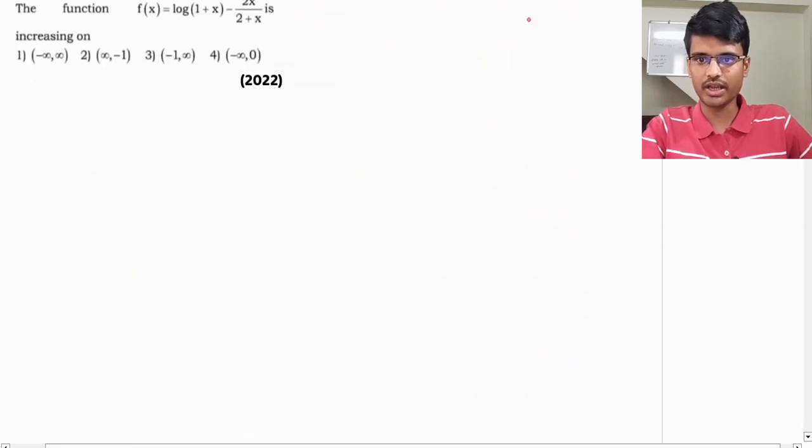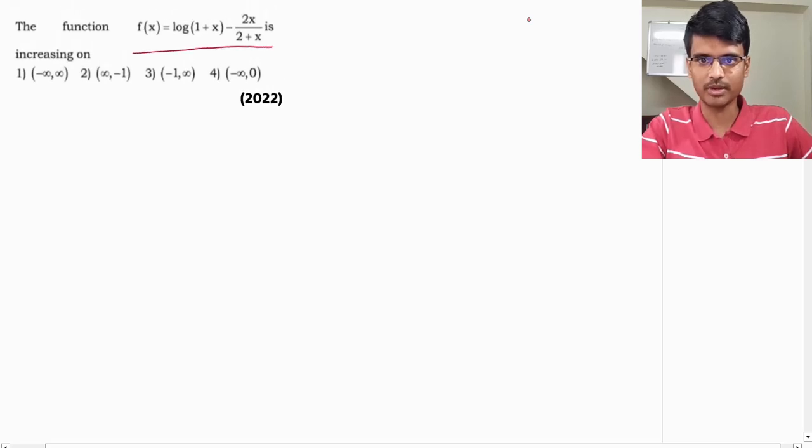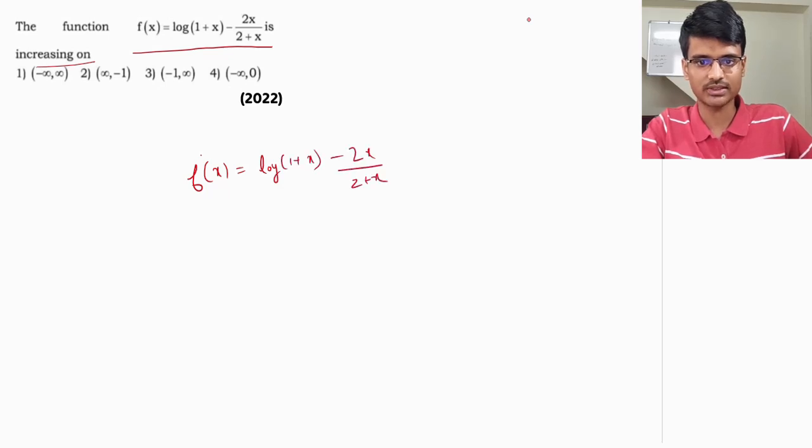The function f of x equal to log of 1 plus x minus 2x by 2 plus x is increasing on. Same again, we have to find out what is f dash of x. First, let me write down what is f of x: log 1 plus x minus 2x by 2 plus x.